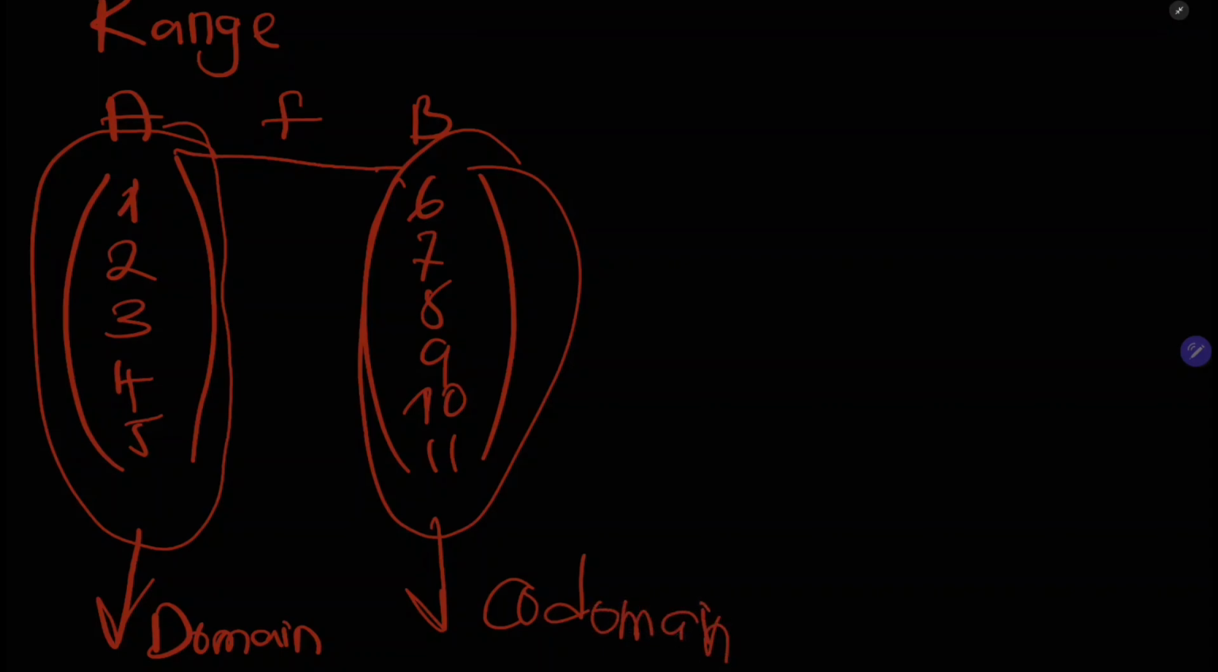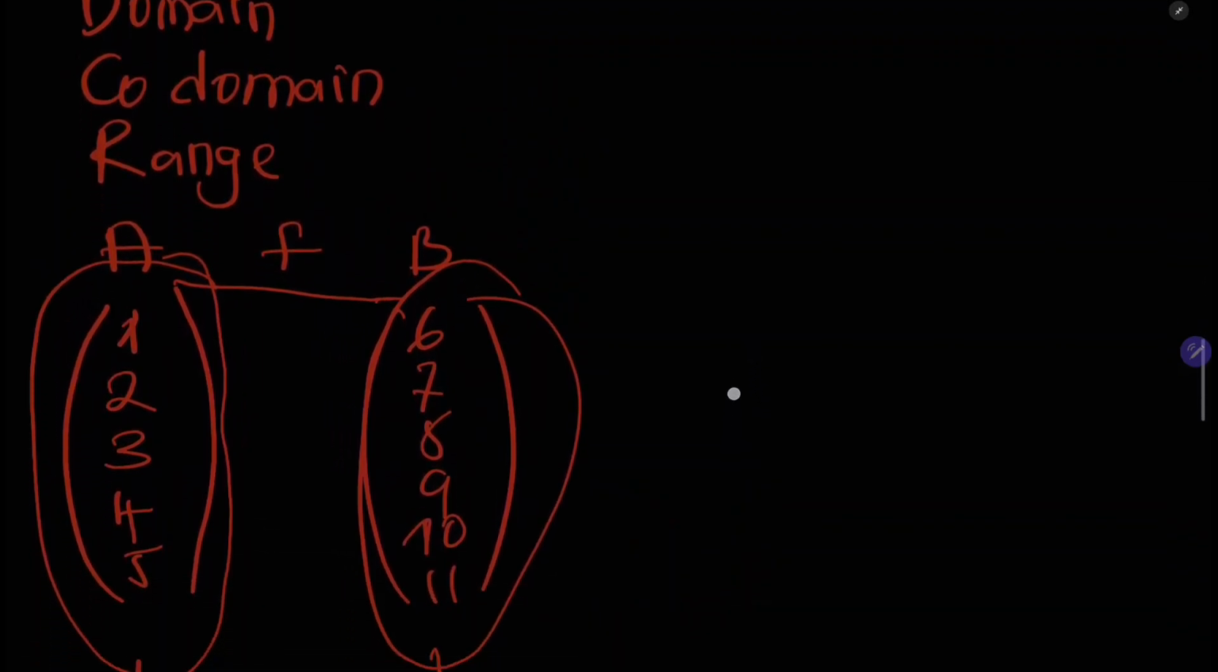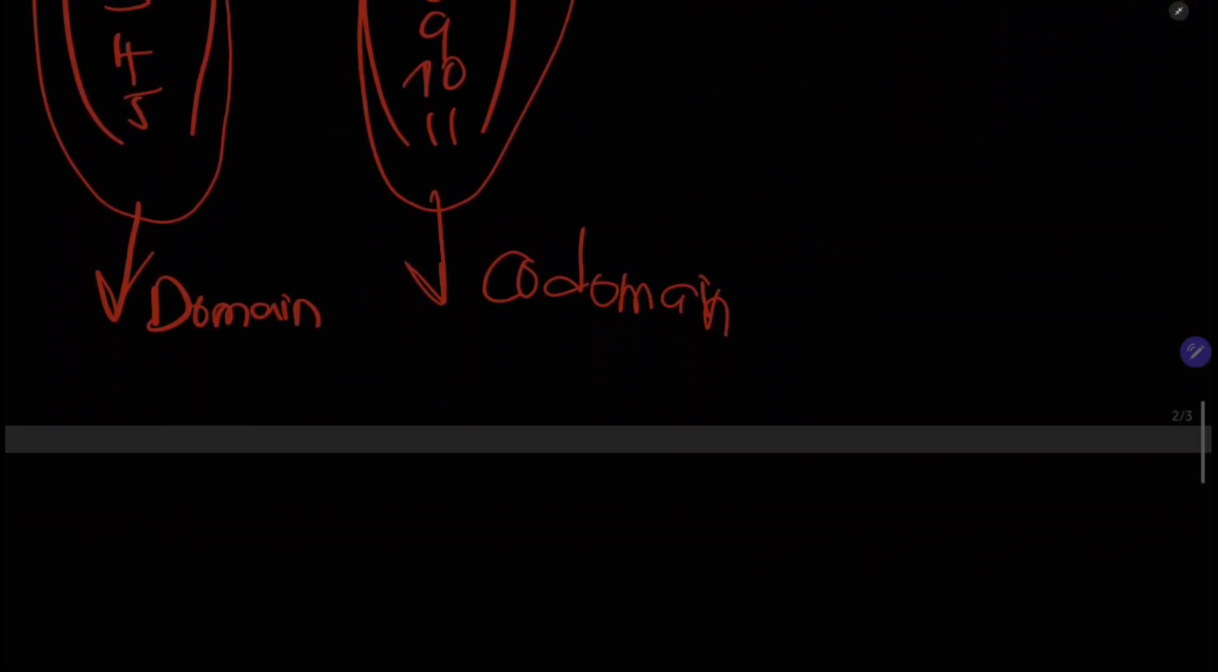So here is the codomain. And then the range is just a subset of the codomain. The range is a subset of the codomain. So let me tell you what I mean by that.